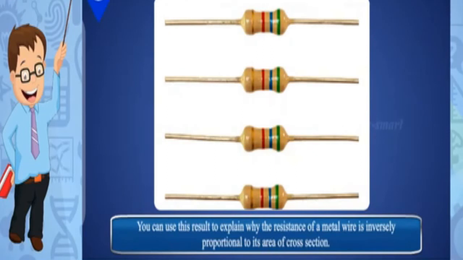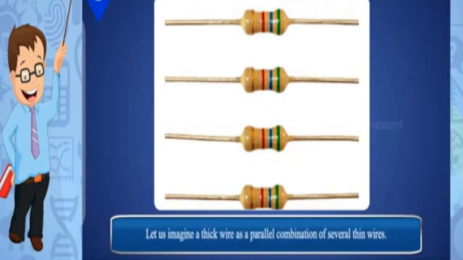of cross section. Let us imagine a thick wire as a parallel combination of several thin wires. Then the resistance of the combination is less than that of each thin wire. In other words, the resistance of a thick wire is less than that of a thin wire.